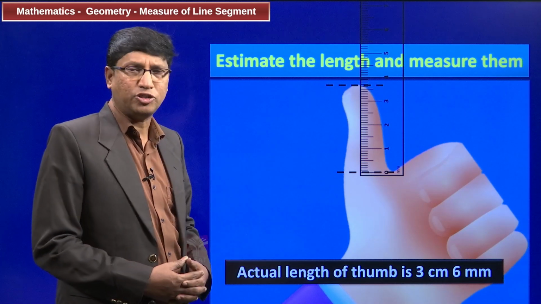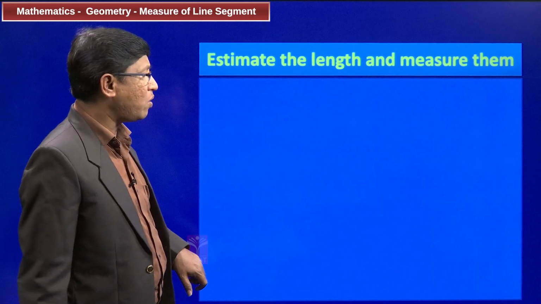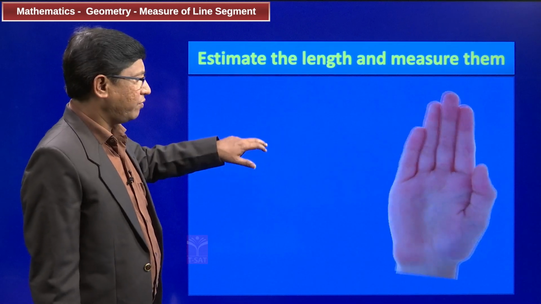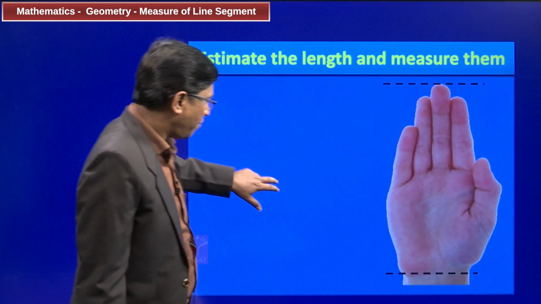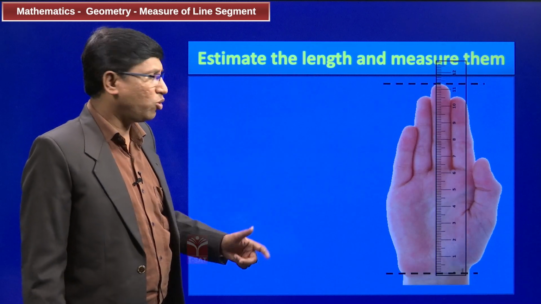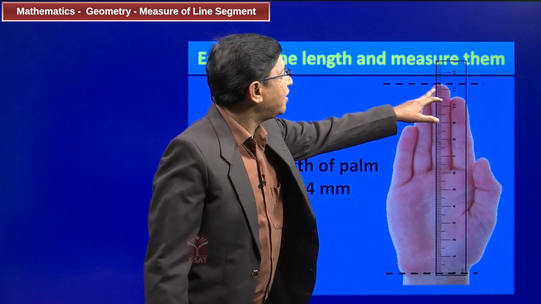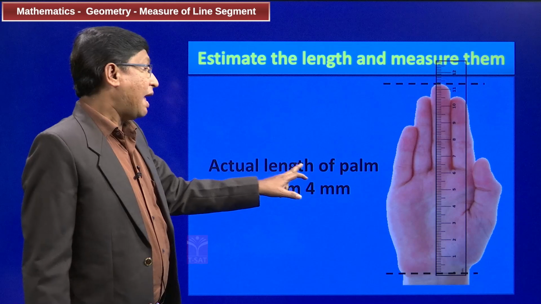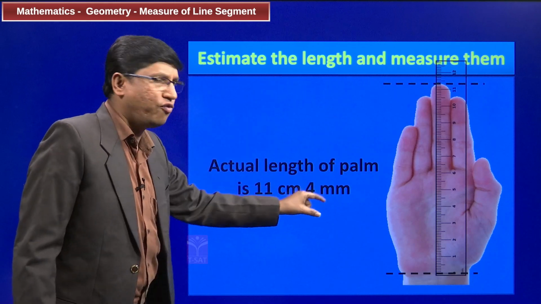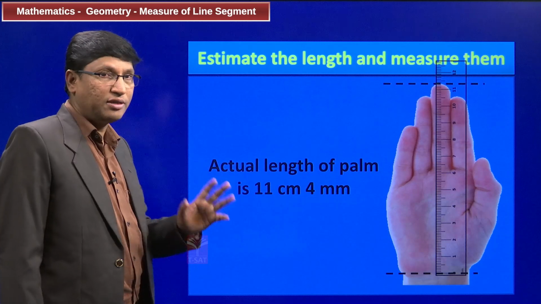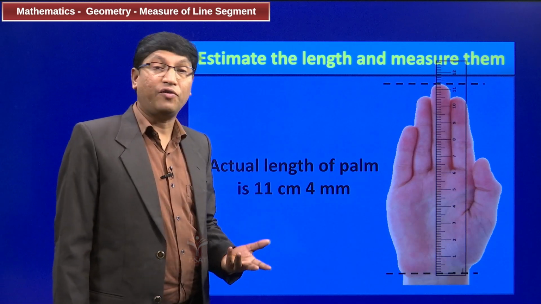4 centimeters we assumed. Now let us go for the palm also. So here again it will start from this point and end here. Now place a scale or a ruler here. Here it is 11, after 11, 4. That means the actual length of the palm is 11 centimeter, since 4 parts are there, so 4 millimeter. So this is the actual length of the palm, and we assumed it as around 15 centimeters.